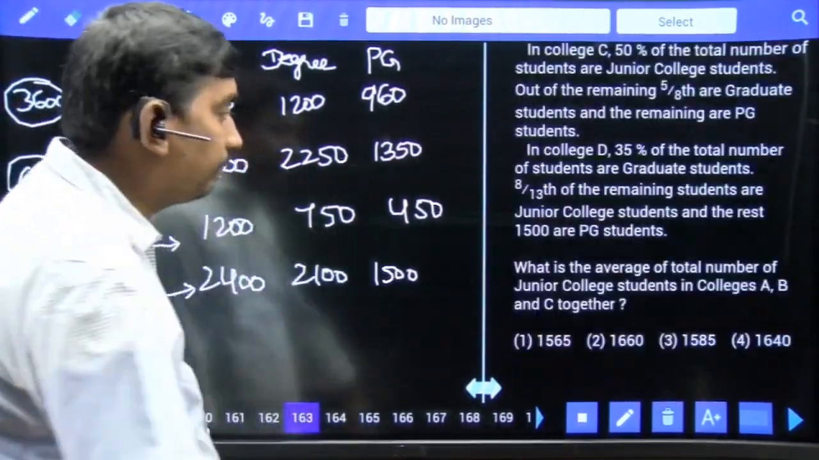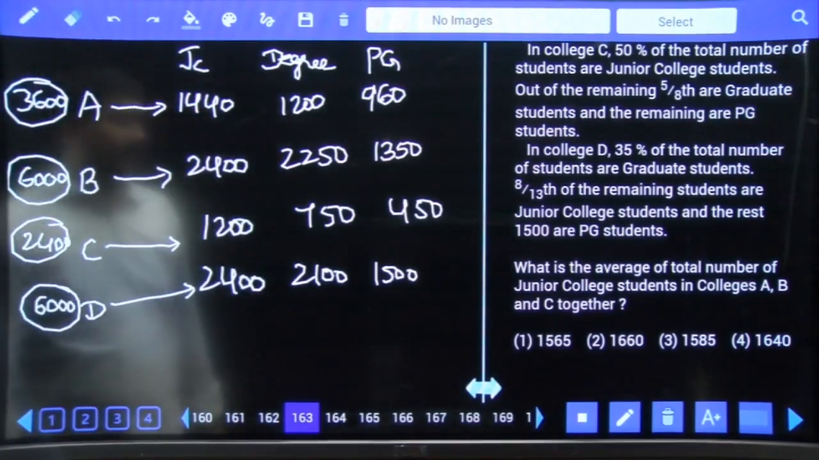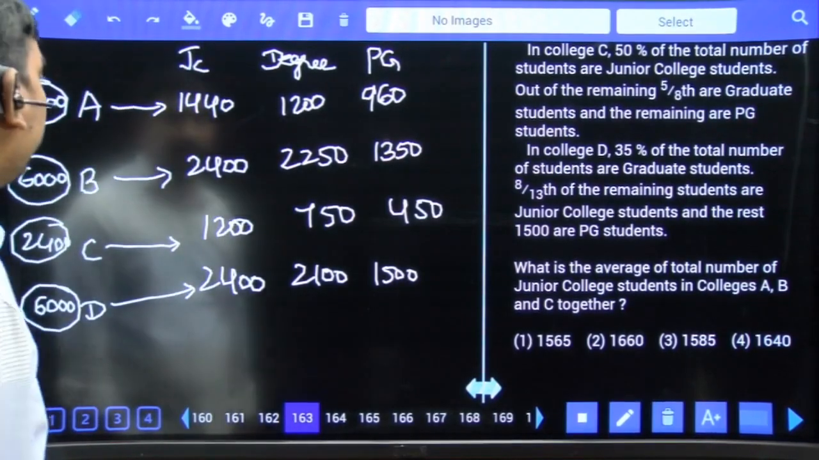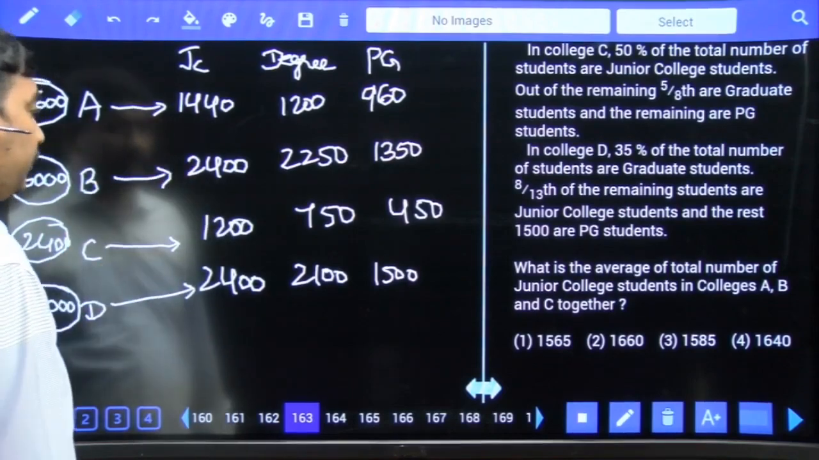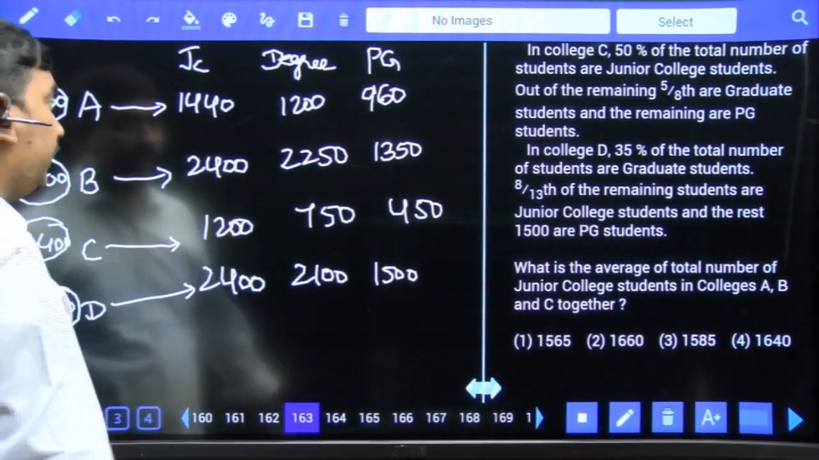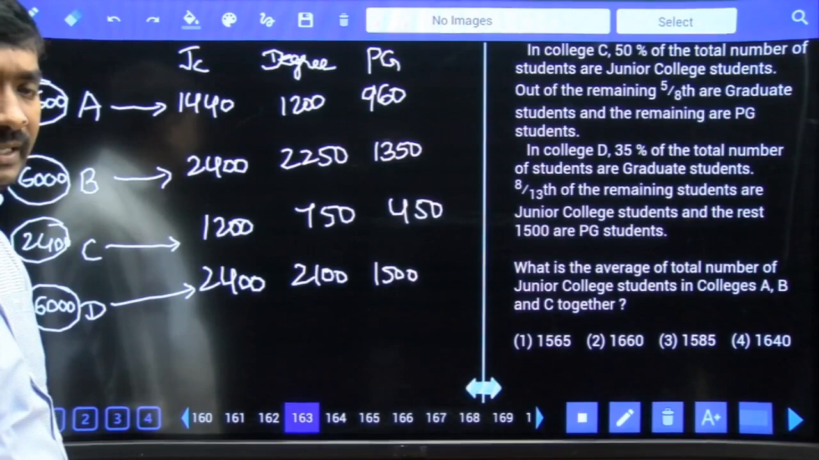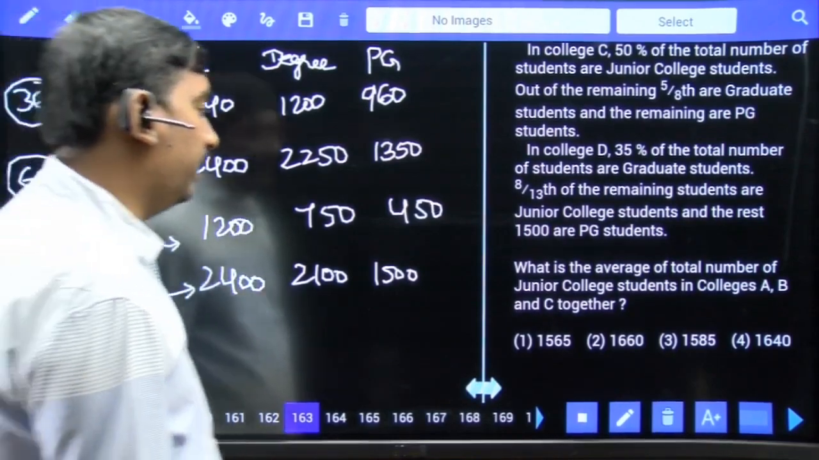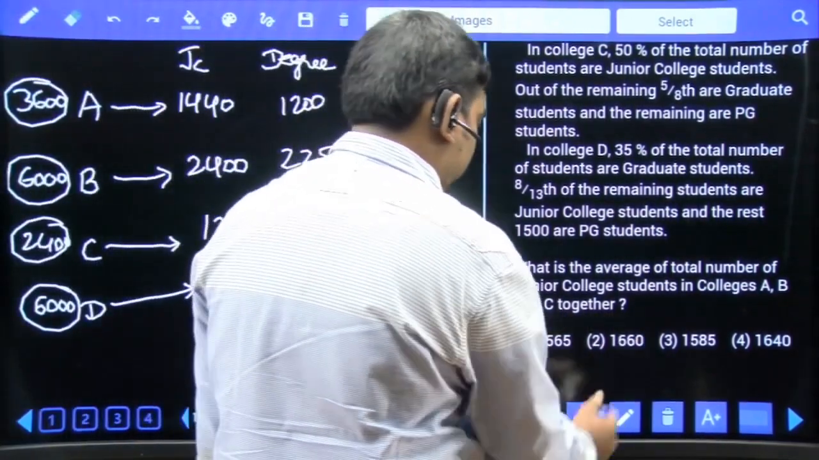Average of the total number of junior college students in A, B, C. 1440 plus 2400 plus 1200 is 5040, divided by 3. Nothing but 1680.